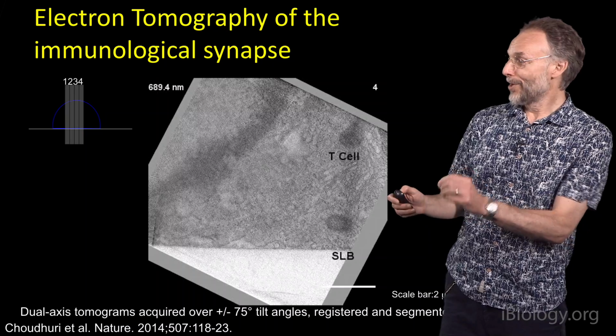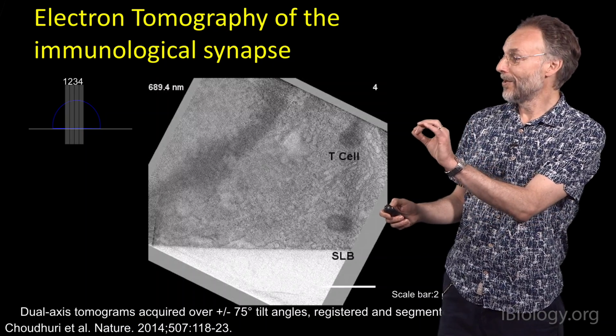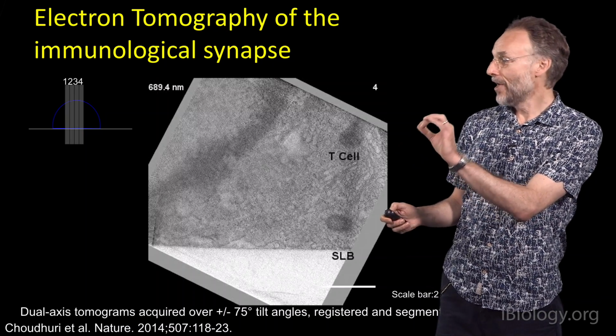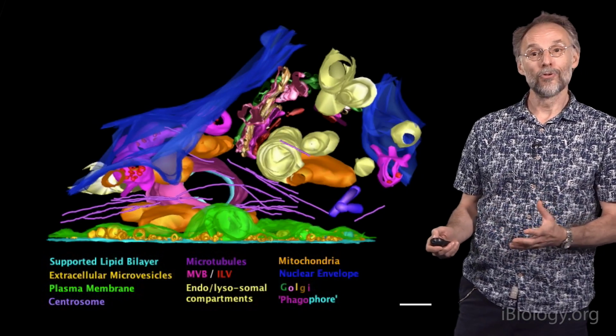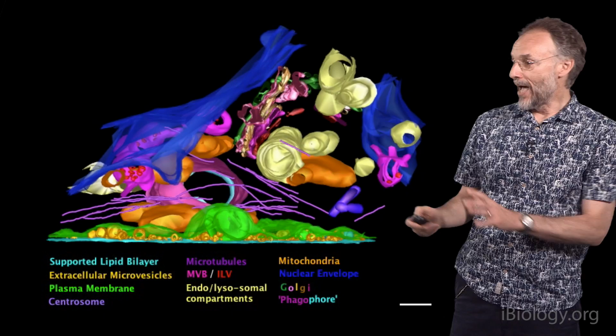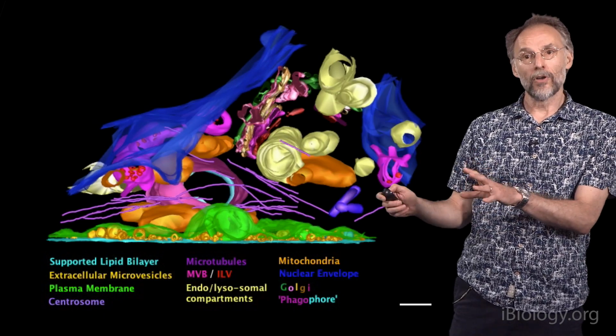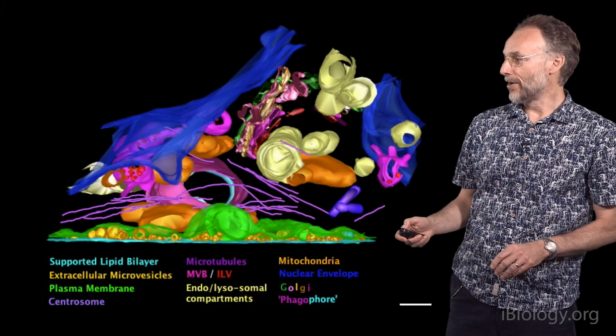So Kaushik spent quite a bit of time going in and tracing the relevant structures, the vesicles, and some of the cytoplasmic organelles, and generating this model, which we can then play back as a movie, and which makes it a little bit easier to focus on the various elements that we found of interest.